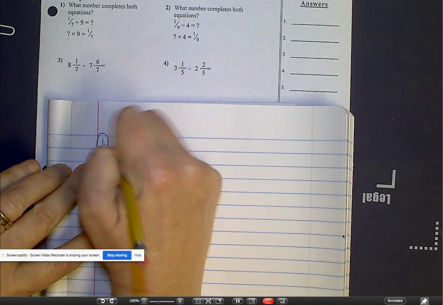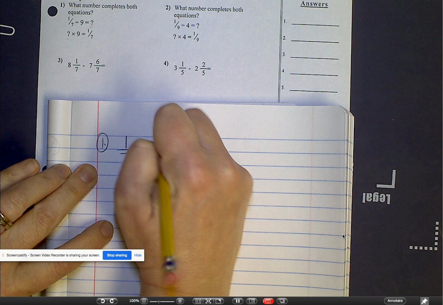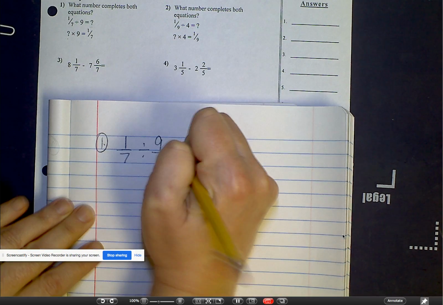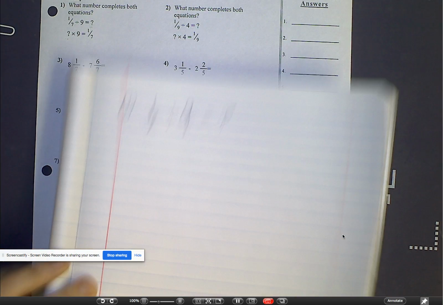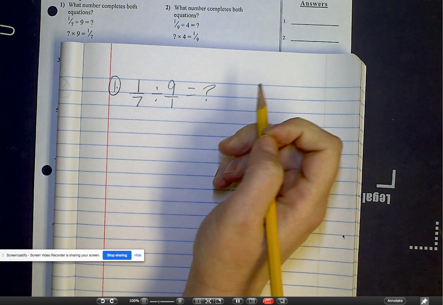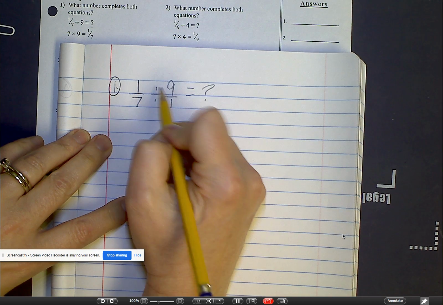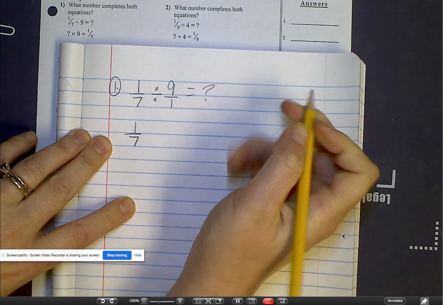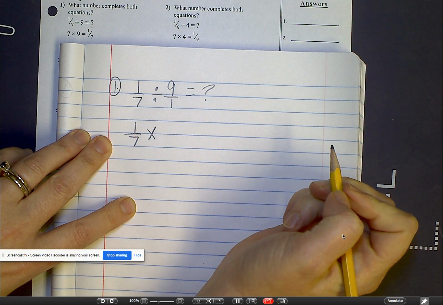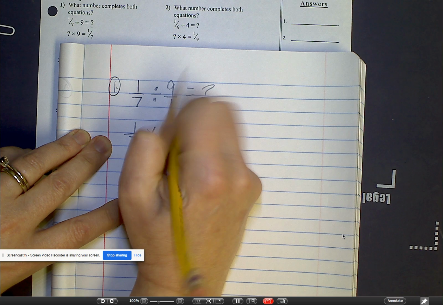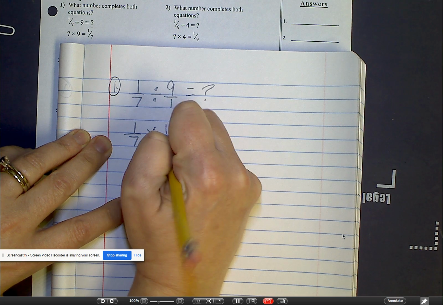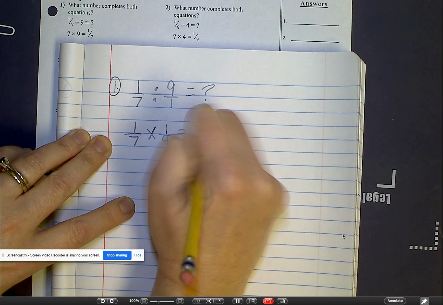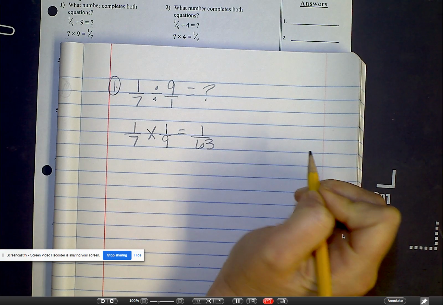We have 1/7 divided by 9. And you know that's 9 over 1 equals question mark, okay? So let's figure out what that question mark is by doing our bring down, flip, flip, because it's a division problem. So I'm going to bring down the 1/7. I'm going to flip my sign, right? And then I'm going to flip my 9 over 1. So now it's 1 over 9. And that is 1 over 63, okay?